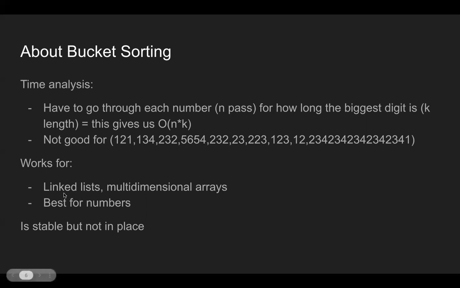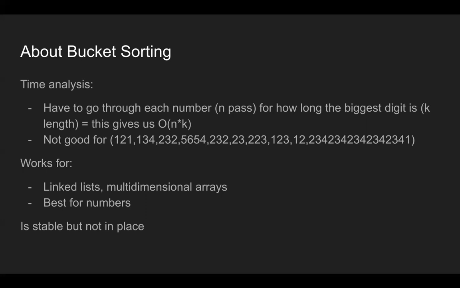And when looking at what this works for, when creating your buckets, a lot of people like to use linked lists or more popular multi-dimensional arrays. And it's best for numbers as you are comparing each digit to the next. And as for its stability, this is a stable type of sort. So if you have 2 numbers that are equal, they're going to stay in that order. But it is not in place. Creating these buckets takes up lots of space, and therefore it is not in place.